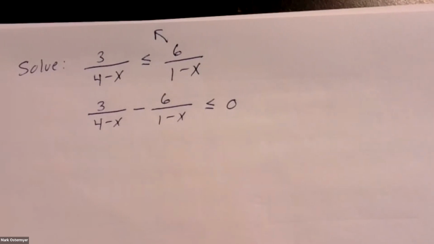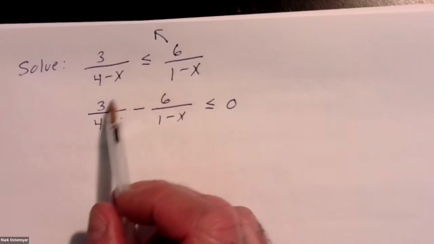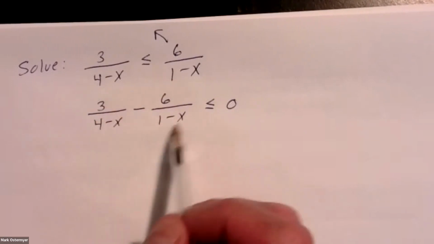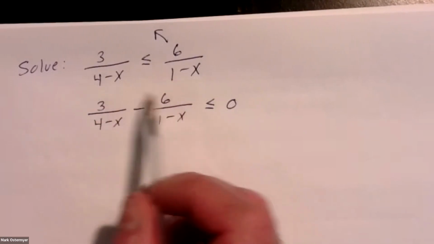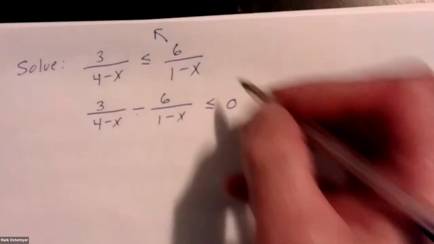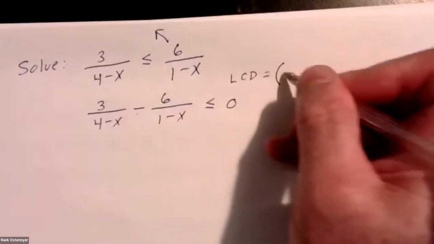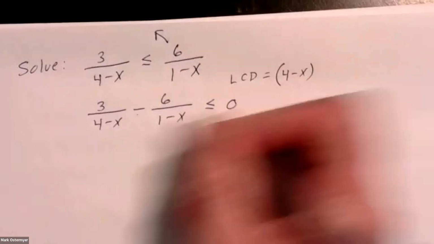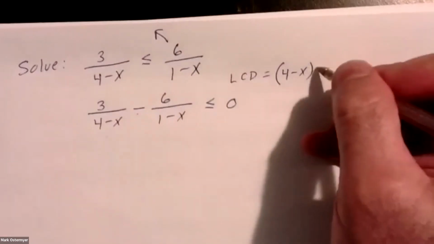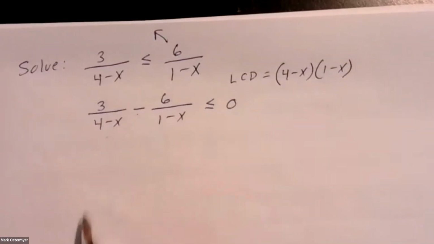All right, now the next thing I need to do is consolidate these rational expressions on the left side of my inequality into a single rational expression. So to do that, I'm going to need a common denominator to actually subtract these. And my least common denominator turns out to be in need of a 4 minus x binomial. And also I'm going to need a 1 minus x. So that would be my least common denominator of both these denominators.